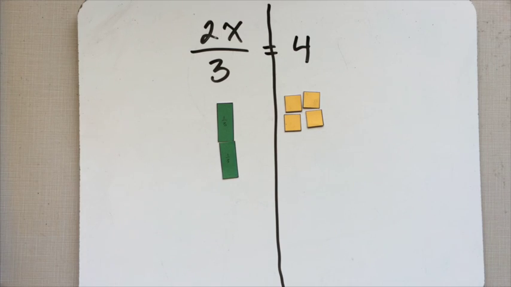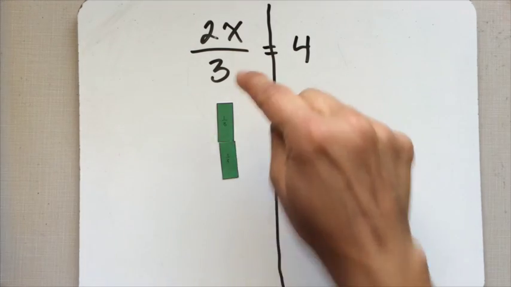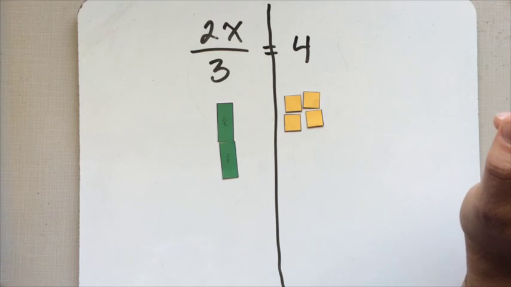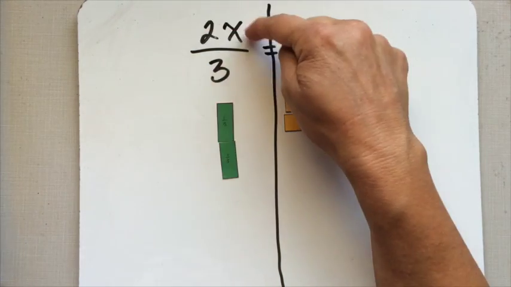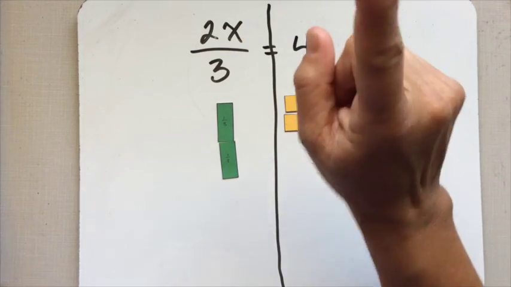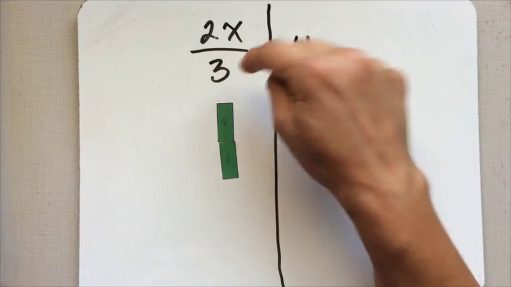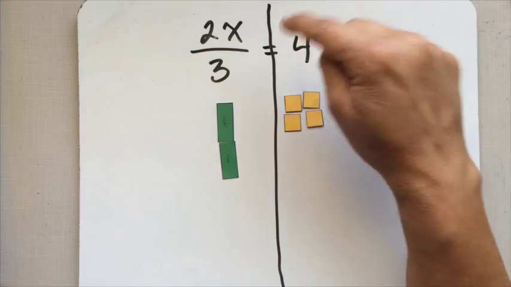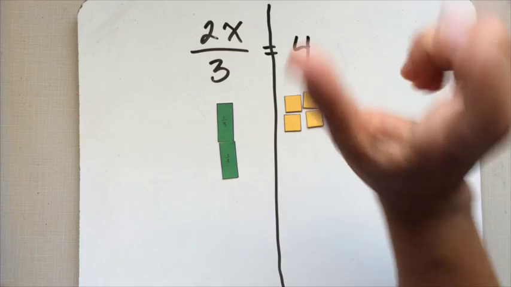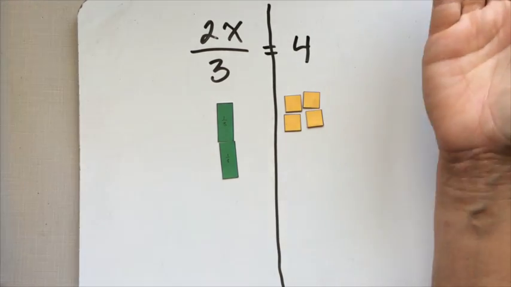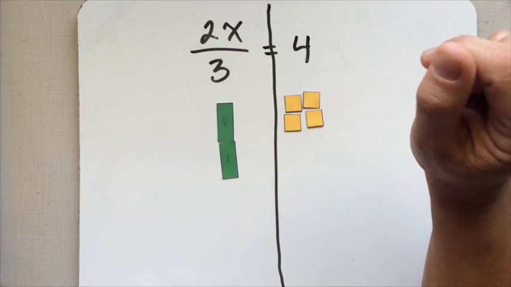Well, I've got two options. I've got two things happening to my variable here. Can you see that? My variable is being multiplied times 2. I have 2 groups of x. At the very same time, it is being divided by 3. So the size of my pieces are thirds. I need to undo both of these. I don't have to do it at the same time.